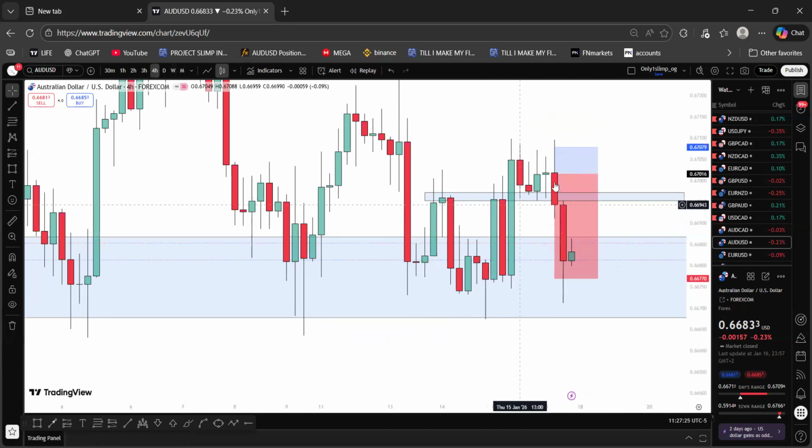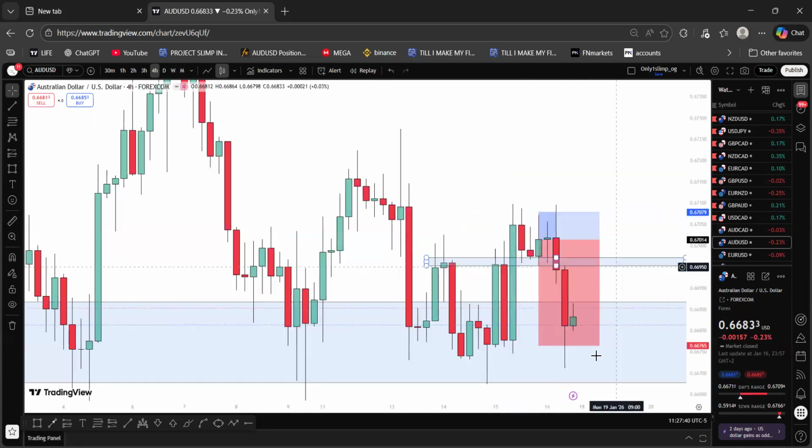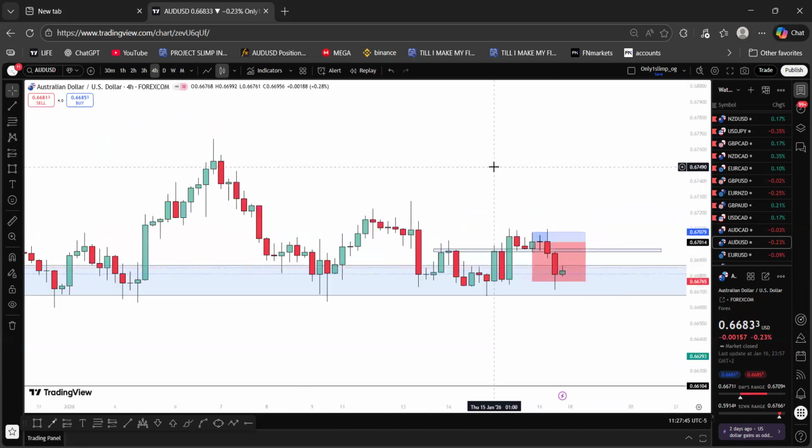I waited for this pullback here, and even if I was late, I woke up when the market made this nice engulfing right there. Then I took my sell and put my stop loss right below these wicks, and the market just went straight to our stop loss, which is also okay.